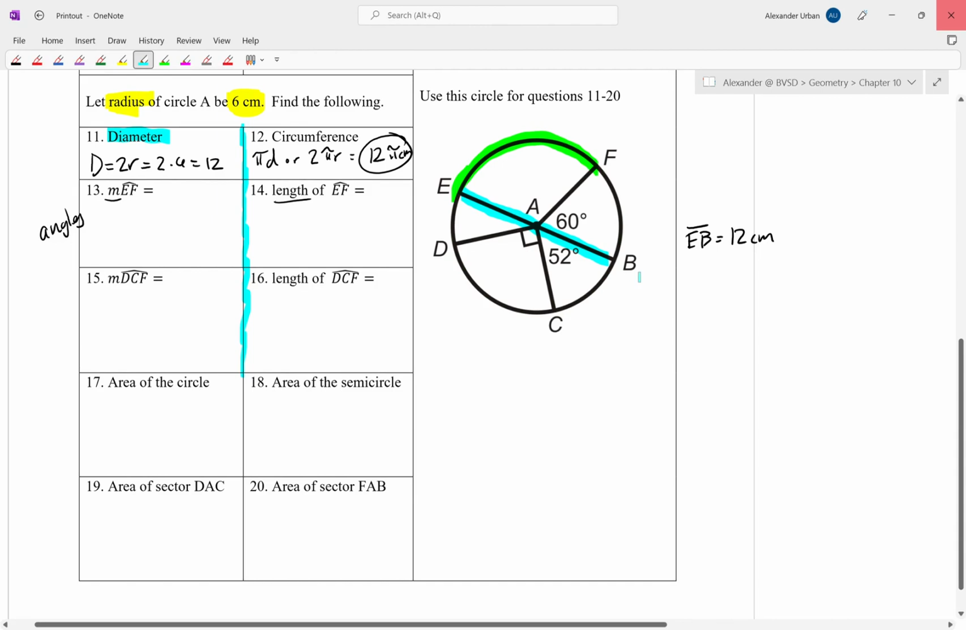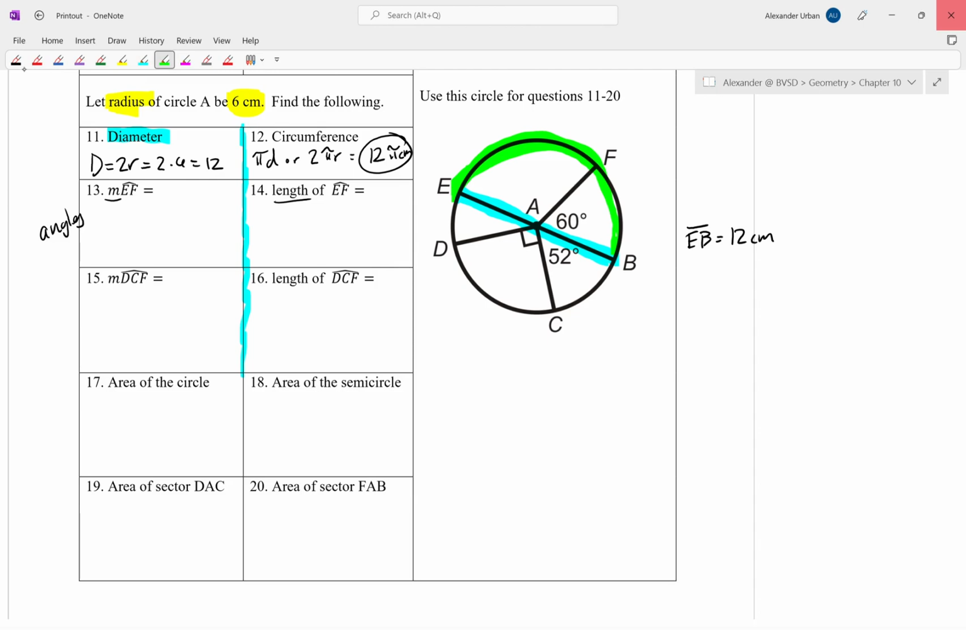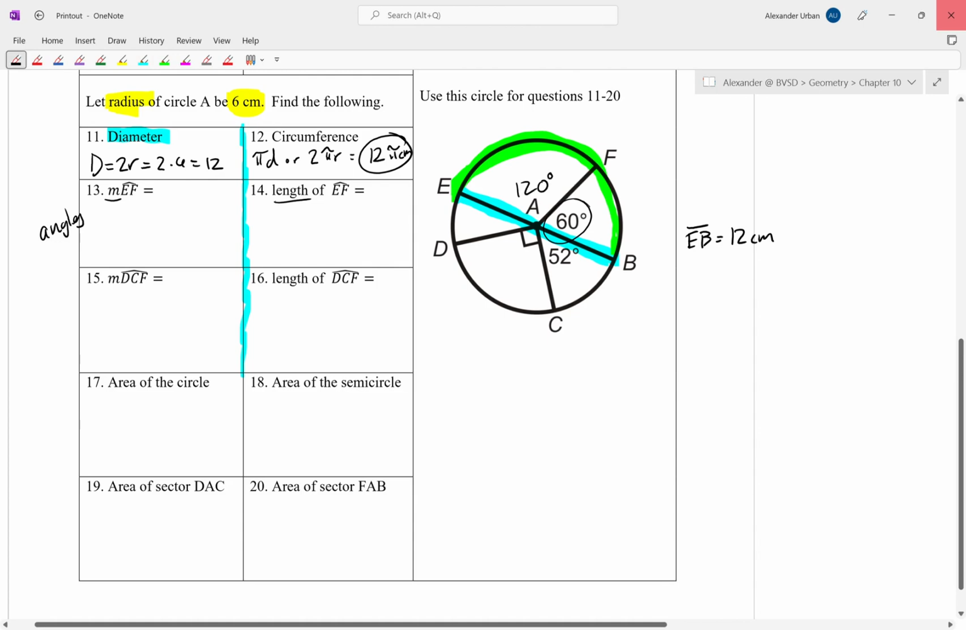Since E to B is our diameter, that means we have a semicircle of EFB. What's in green here is a semicircle. So that must equal 180 degrees. If 60 degrees is already taken up, right here, I just circled it, then we must have 120 degrees left. So the measure of arc EF is 180 minus 60, which is equal to 120.